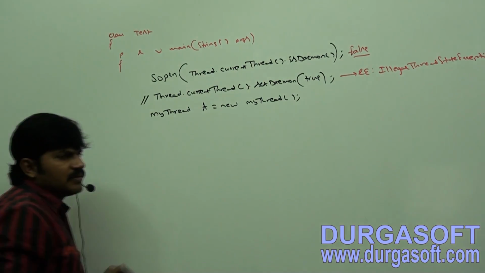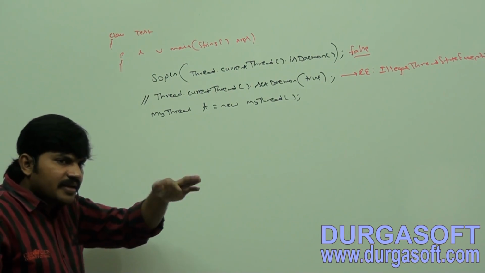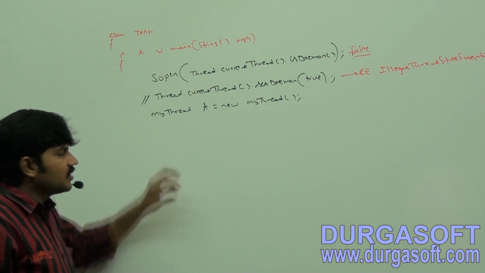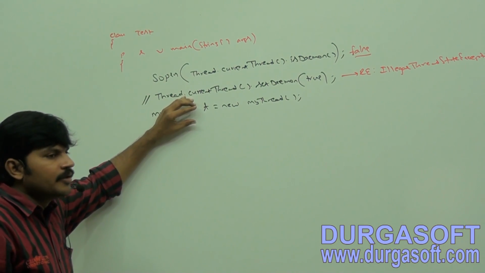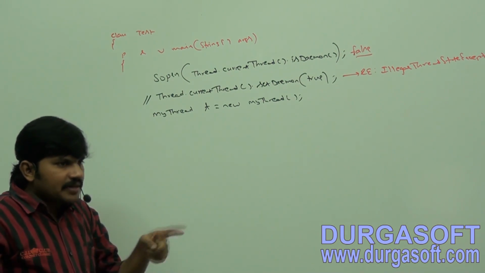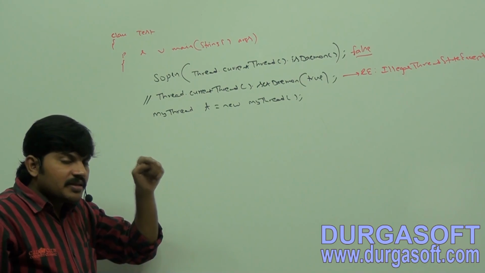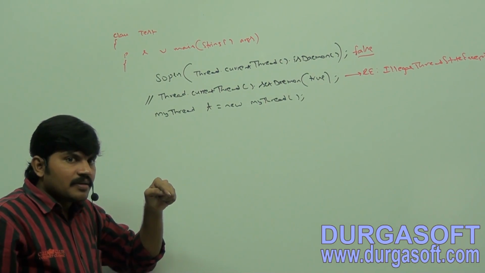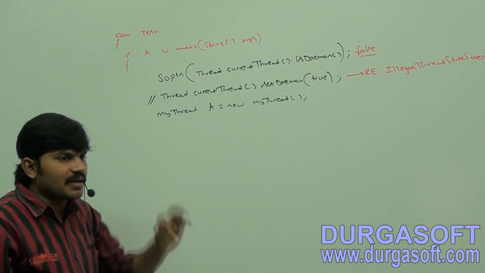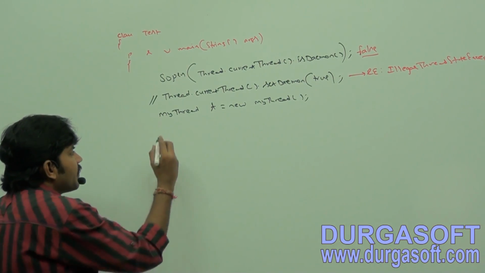Can you tell this thread is created by which thread? This line is executed by which thread? Main thread. So the main thread is the parent and this is the child. Is the main thread a daemon or non-daemon? Non-daemon. Automatically, is the child thread a daemon or non-daemon? Non-daemon.